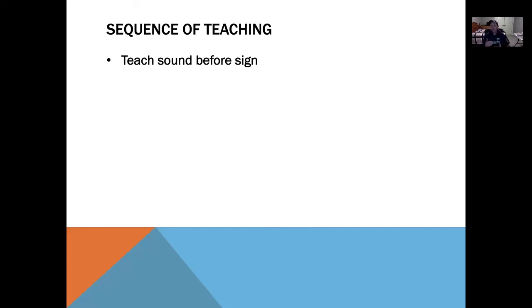So when you're thinking about this musical task that you're going to write a lesson plan for, you've got to figure out how are you going to bring in some sound before sign? How are you going to warm up the brain before you actually teach the concept you want to teach?